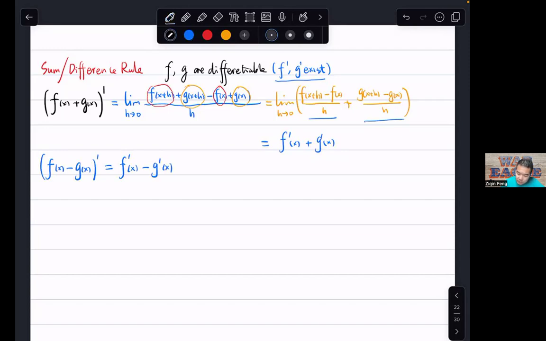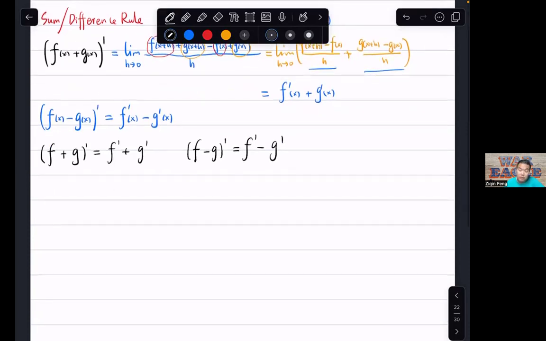So we get our sum and difference rules. The first one is f plus g prime equals f prime plus g prime. And f minus g prime equals f prime minus g prime. So those are our two new rules, together with our constant multiple rule, which is c f prime equals c times f prime.